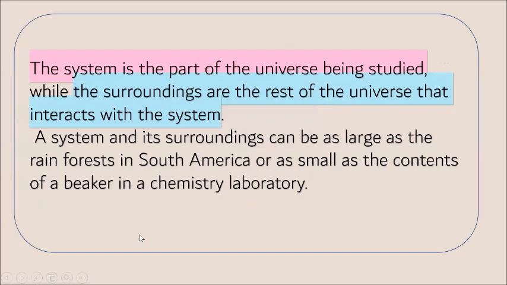Now here again, I would like to elaborate that the system is the part of the universe that is being studied. Here it can be a framed painting, a display case, a room or a cabinet. And the surroundings are the rest of the universe that interacts with the system. So a system, as we studied in physics, and its surroundings can be as large as a rainforest, if we are studying the rainforests in South America, or as small as the contents of a beaker in a chemistry laboratory.